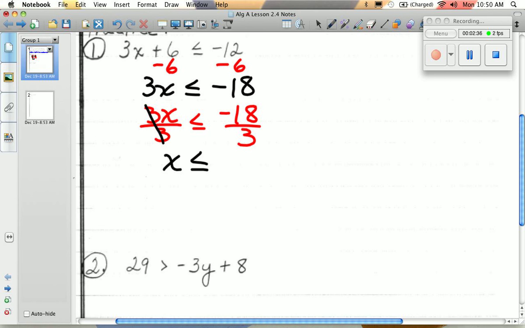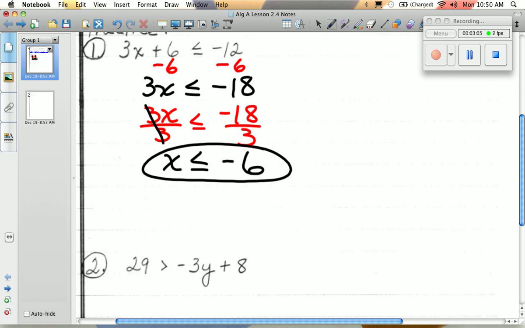And what's negative 18 divided by 3? Negative 6. So there's our solution. And we even like it in that order because the variable's on the left side. Okay, let's also remind ourselves, we've now gotten the algebraic solution. We're saying x can be any number less than negative 6, or negative 6 itself, right? Okay, so now we need to show that on a graph.